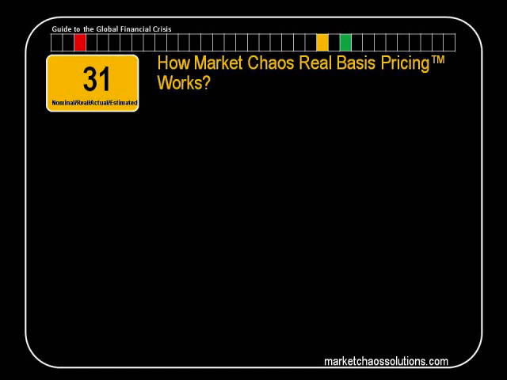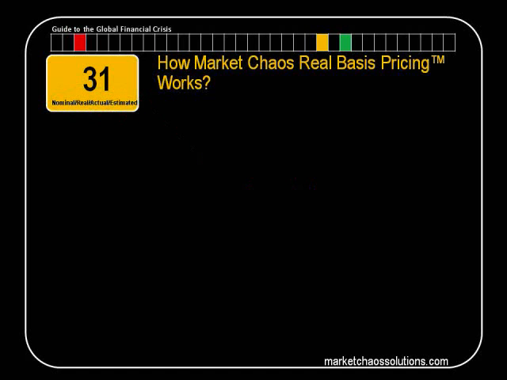How Market Chaos Real Basis Pricing Works. Coordinate 31, yellow, represents the global financial crisis. Yellow square is 2 coordinates prior to the anticipated currency shock. In this lesson, nominal and real price systems will be used, actual and estimated.